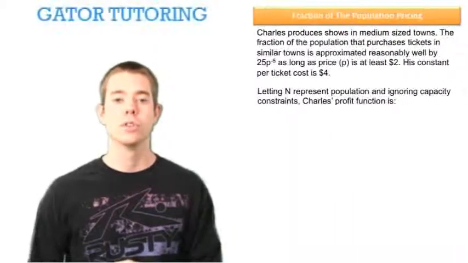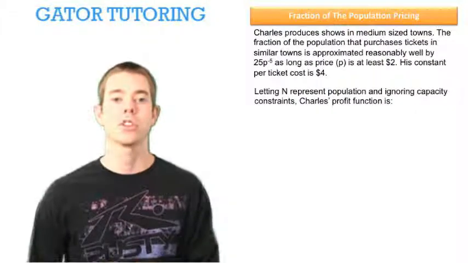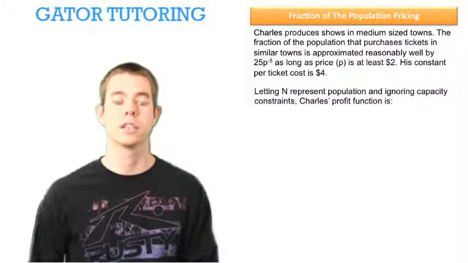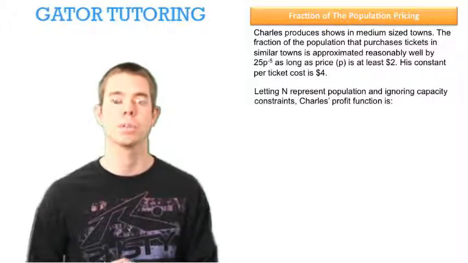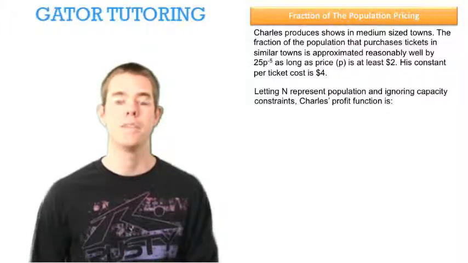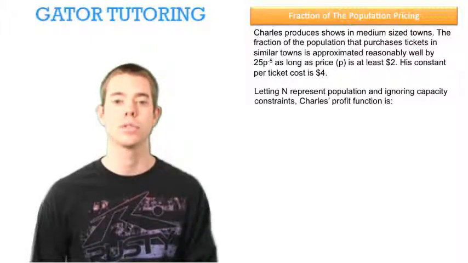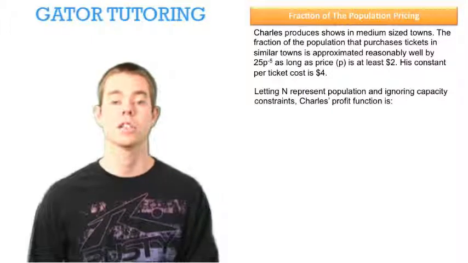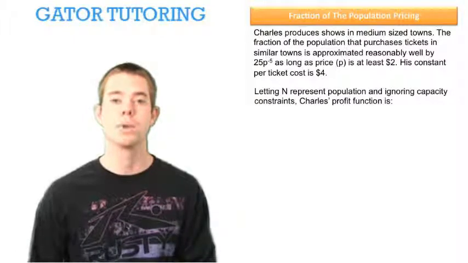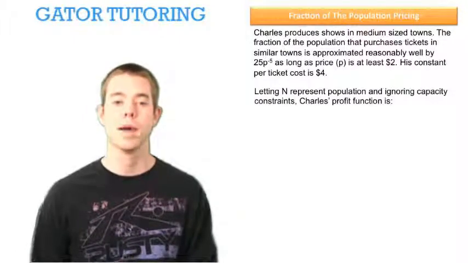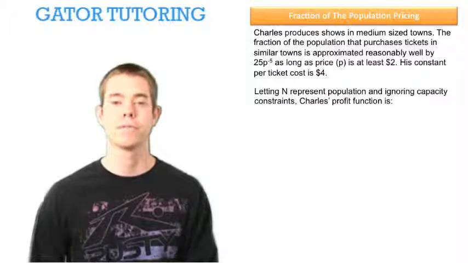Charles produces shows in medium-sized towns. The fraction of the population that purchase tickets in similar towns is approximated reasonably well by 25p^-5, as long as price is at least $2. His constant per ticket cost is $4. Letting n represent population and ignoring capacity constraints, Charles' profit function is blank.